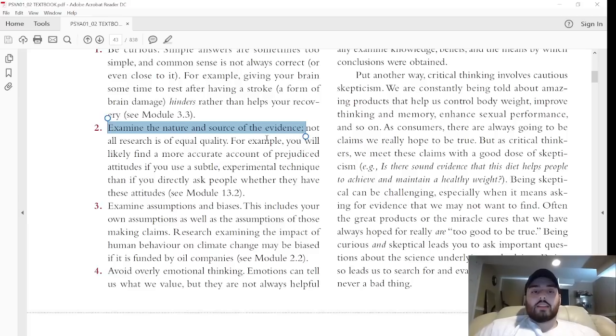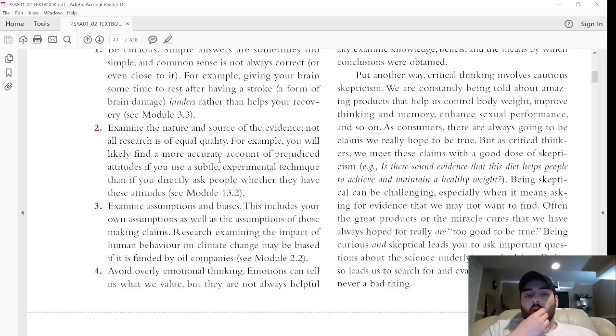So if we had a study that said we found how to tell if people are prejudiced by just straight up asking them, the nature of that source of evidence might not be as accurate as if we used a subtler way, right? So number 3 is examine assumptions and biases.